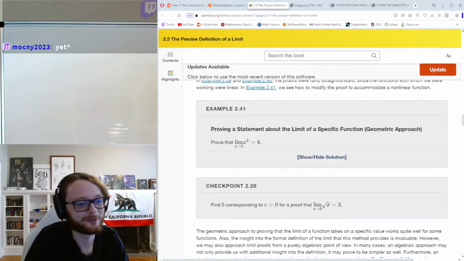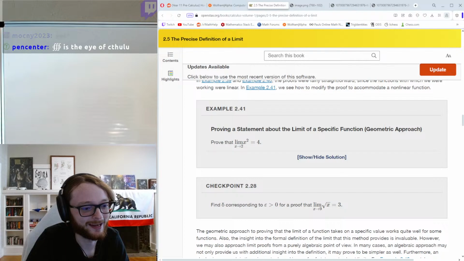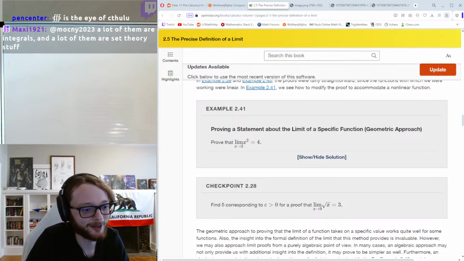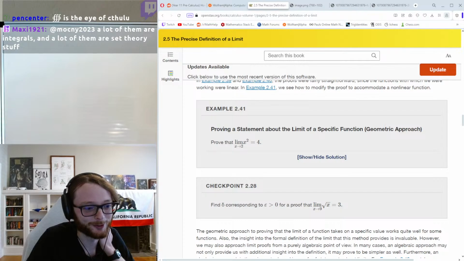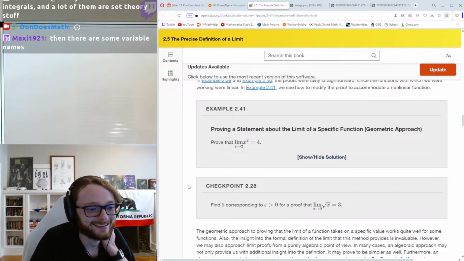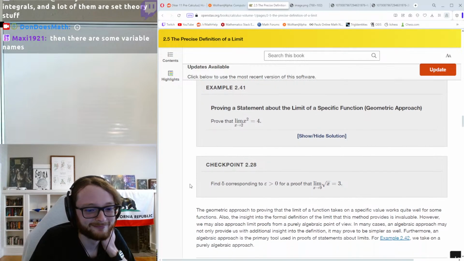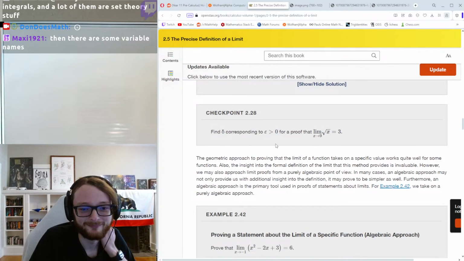That's the triple line integrals I have, Cthulhu. Well, I'm not going to ask you what this symbol is then. Is that the boob of Cthulhu? Boobs?